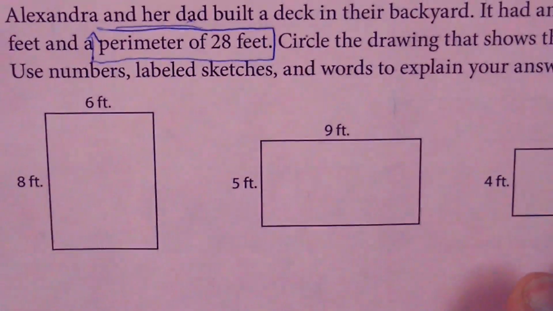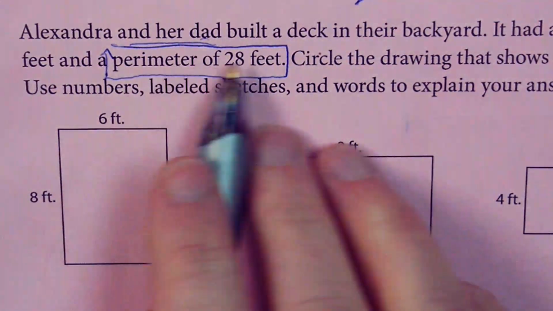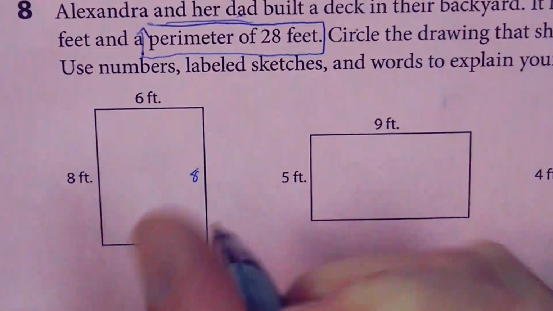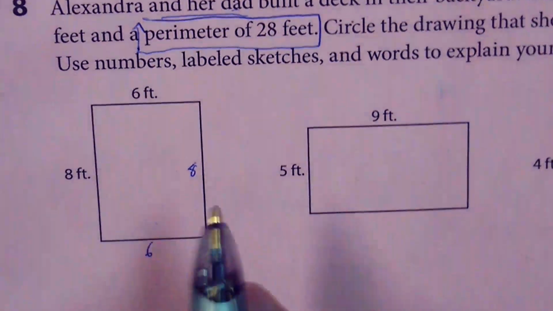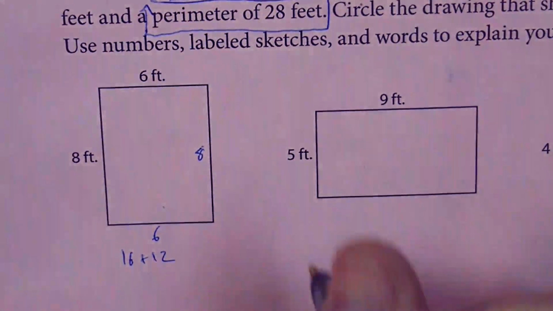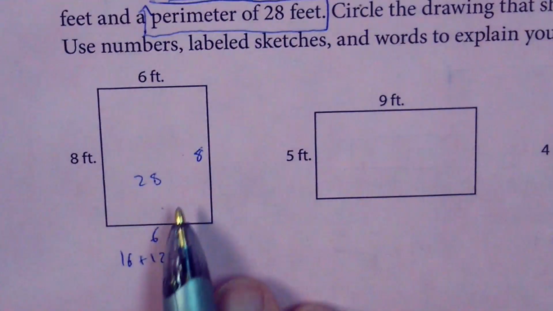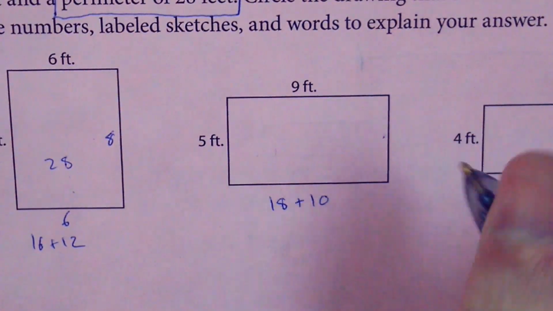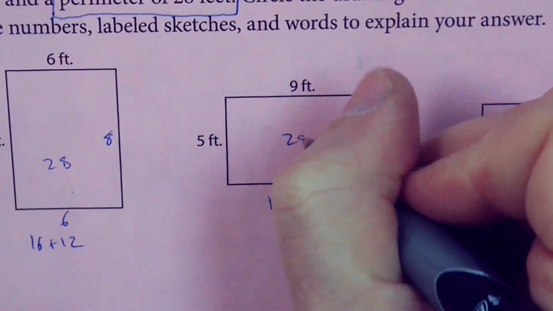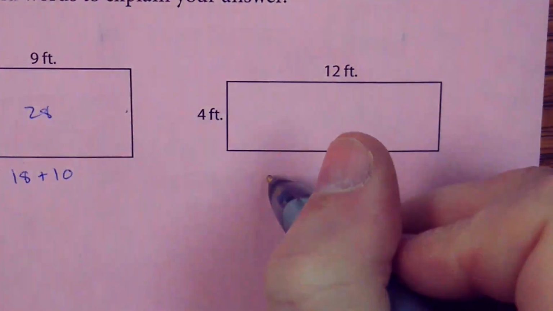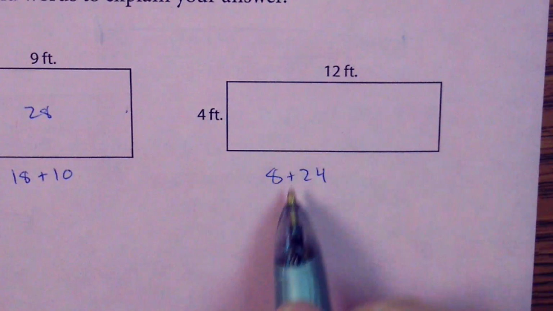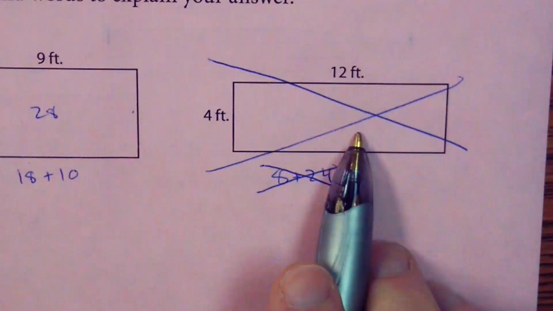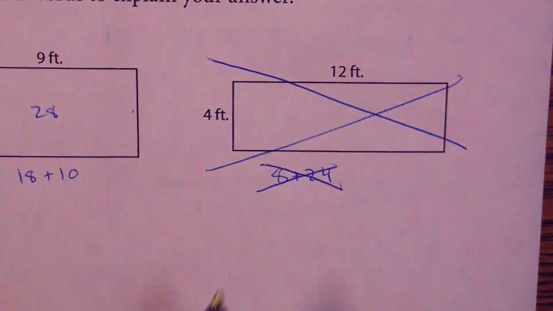So, what do we think? I'm going to say if we could start with perimeter first, because I feel pretty good about this. So if I do 8 and 8, 6 and 6. Well, that's 16 plus 12. Well, that is 28. Okay, that checks out. 5 and 5, 9 and 9. So that's 18 plus 10. That's also 28 perimeter. 4 and 4 is 8. 12 and 12 is 24. 8 plus 24. Uh-oh. That one does not work out. So we can automatically count that one out because its perimeter is more than 28.